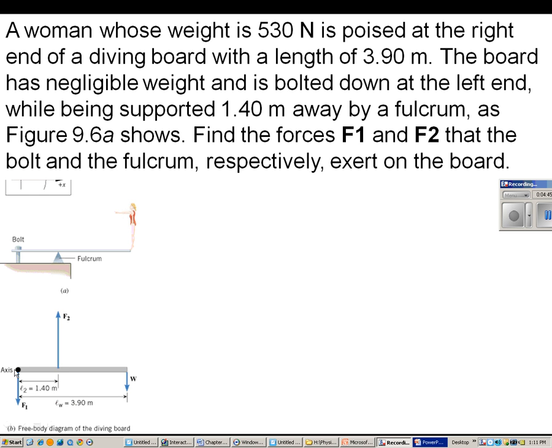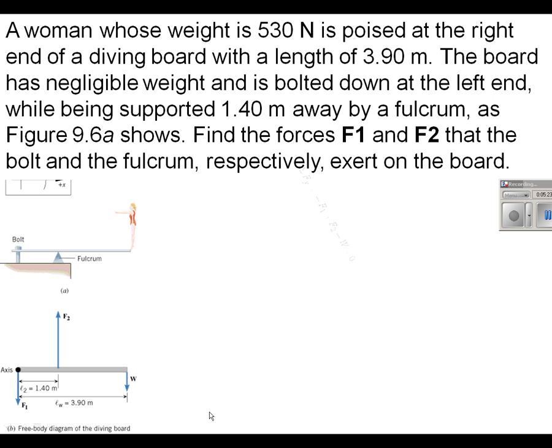So we know that at this bolt, we have F1 down. At the fulcrum, we have F2 pushing up, and the weight of the diver is down. Now we can pick anywhere to be our pivot point, and they drew the fulcrum here, but we can put our axis of rotation right here. We can place that there, and that is where we measure our lever arms from. For example, F2 has a lever arm distance of 1.4, and the weight has a lever arm distance of 3.9.